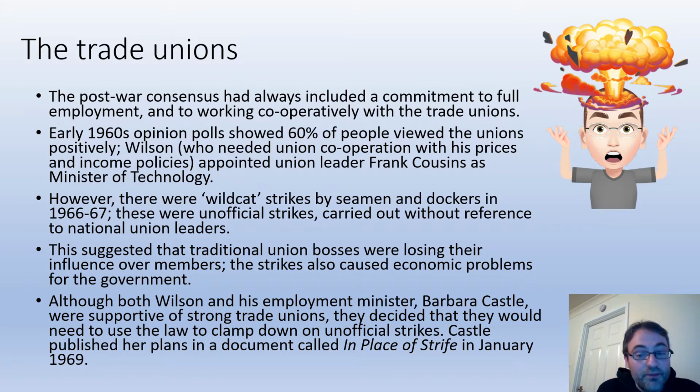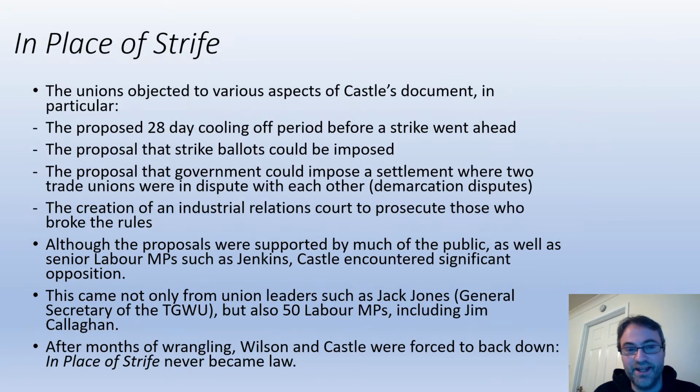Her aim is to keep unions strong, but at the same time to protect the economy, and in particular to look into this issue of unofficial strikes. And Barbara Castle publishes these plans in a document which is called In Place of Strife. Strife meaning conflict. Clearly her aims are there, aren't they? She wants to avoid conflict, and that's published at the beginning of 1969. Now, straight away, the unions are very unhappy with the In Place of Strife document. There are certain parts of it in particular that the unions object to.